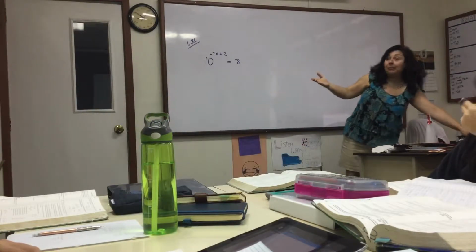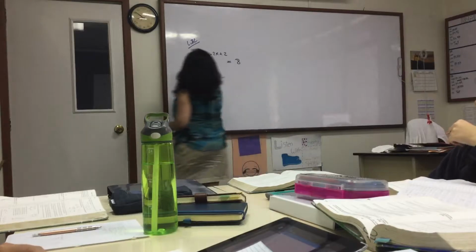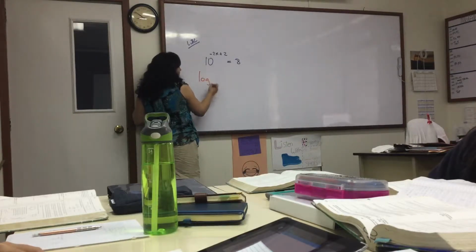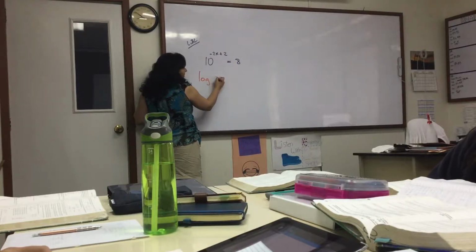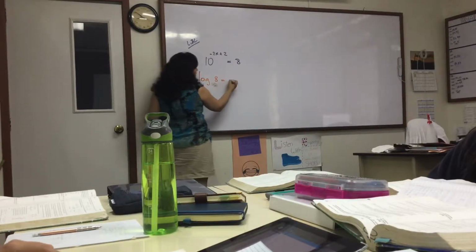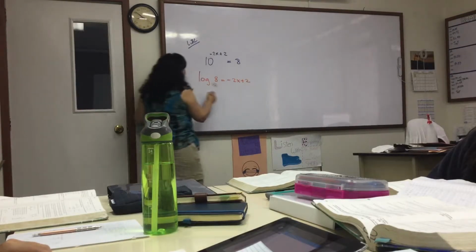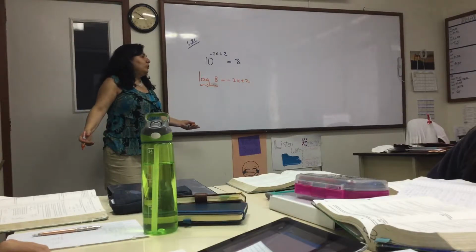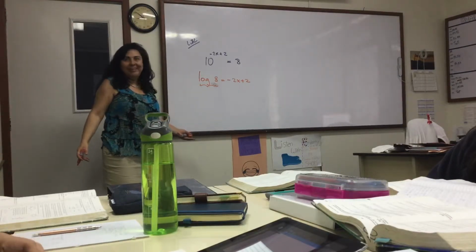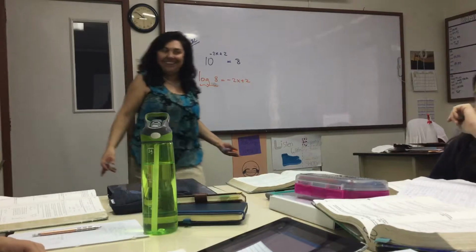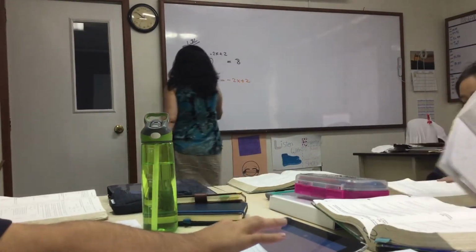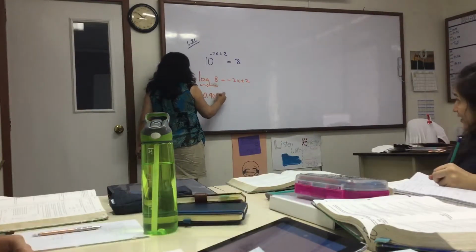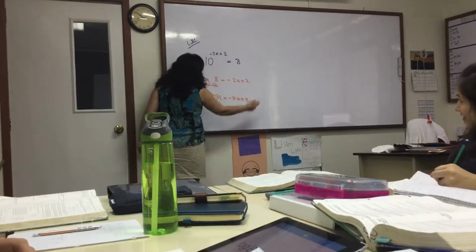Look, so you apply logarithm on both sides, right? So that means logarithm, base 10 is already here so I'm not going to write it, of 8 equals -2x plus 2. And guess what? What do you do here? You change 8 to 2. You use the calculator, you find out the logarithm of 8, which is a number, 0.90. And then it becomes easy.